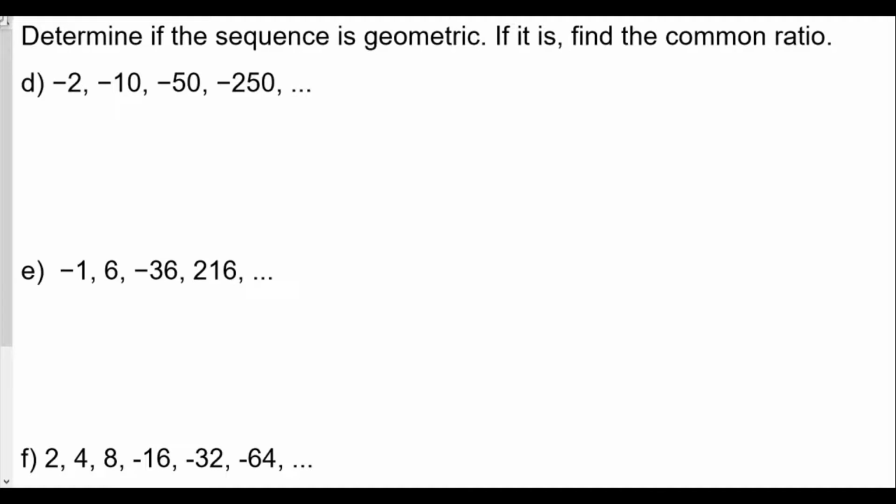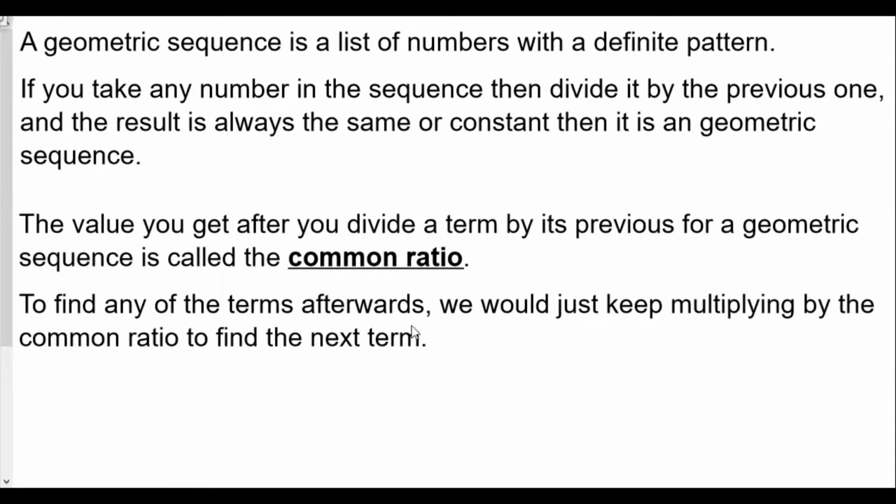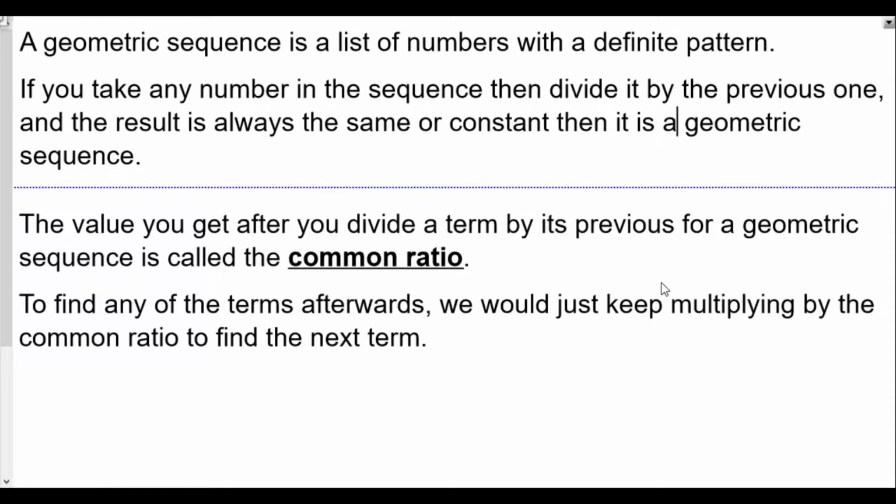Determine if the sequence is geometric. If it is, find the common ratio. In this situation, a geometric sequence can be defined as the following. A geometric sequence is a list of numbers with a definite pattern. You take a number in the sequence and then divide it by the previous one. If the result is always the same, or constant, then it is a geometric sequence.